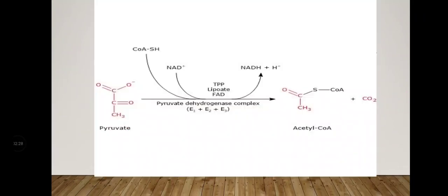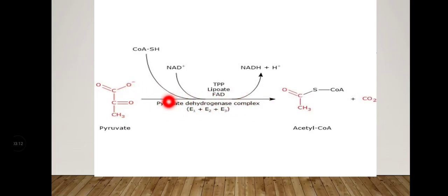Now, the reaction begins with the formation of acetyl CoA, picking it from pyruvate. If you remember, pyruvate is the final product of what? Glycolysis. And depending on the presence or absence of oxygen, one of the pathways that pyruvate will take is the formation of acetyl CoA. Now, the conversion of pyruvate to acetyl CoA is an irreversible reaction and requires the presence of what?